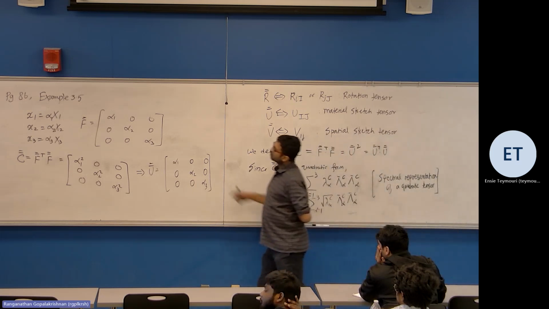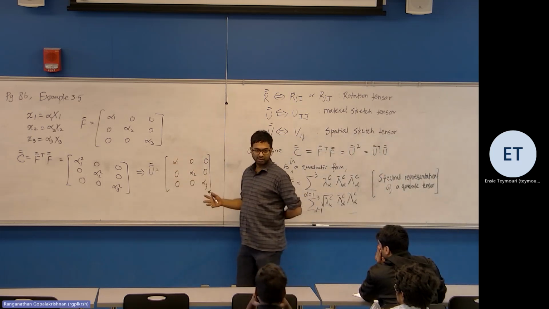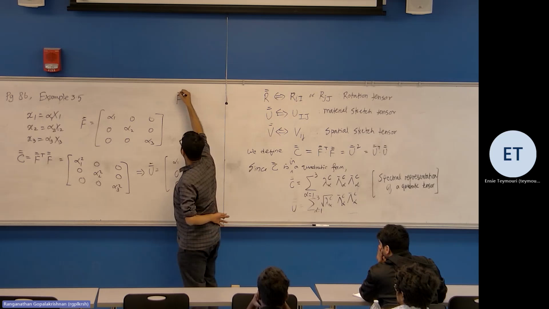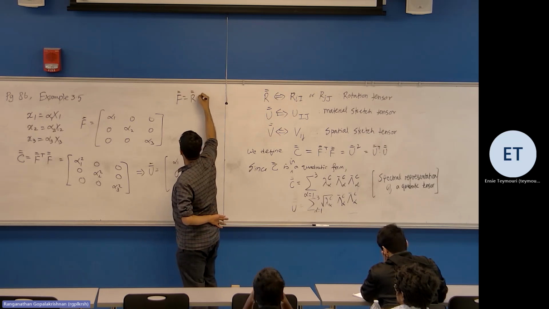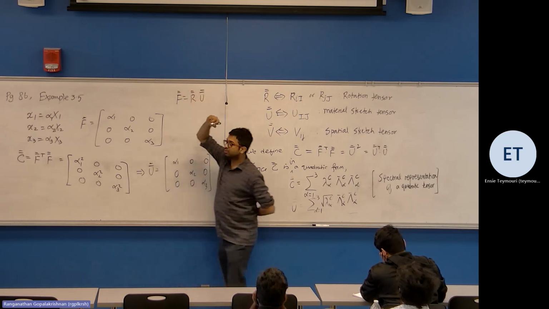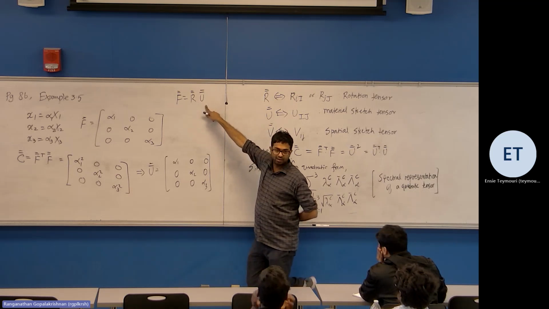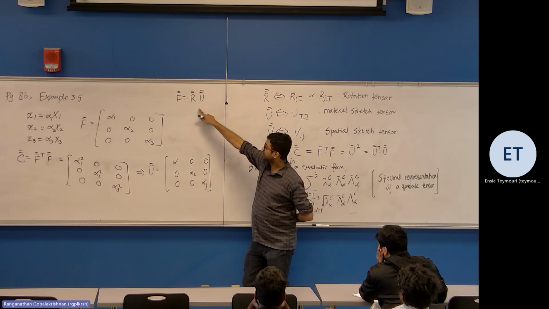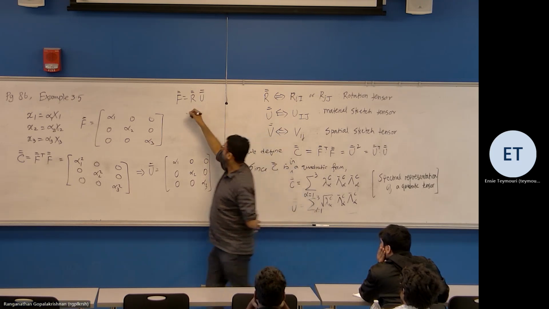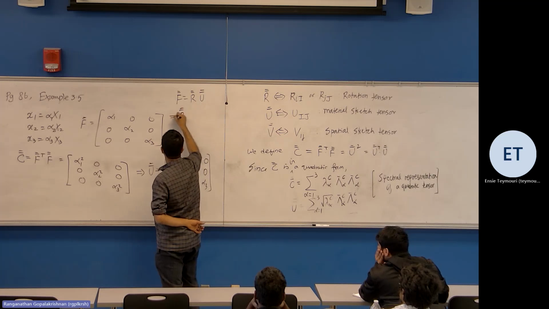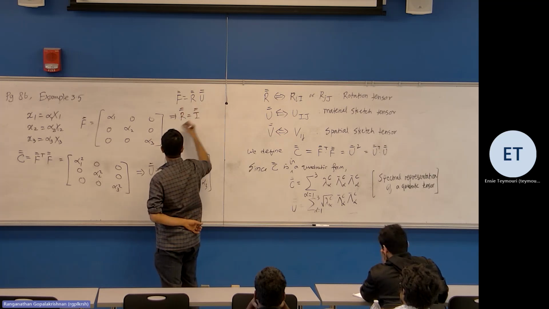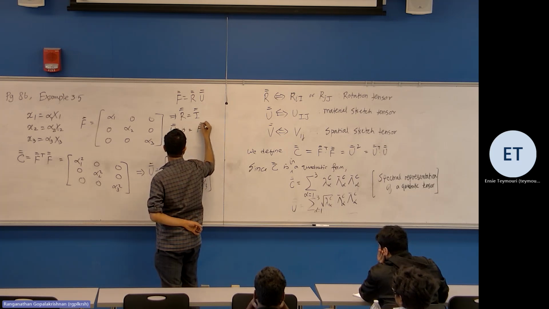It turns out F and U are really the same. If you write F is equal to R times U, R dot U, and if F and U are the same, what does it tell you about R? R is just the identity tensor, which means U is equal to F.